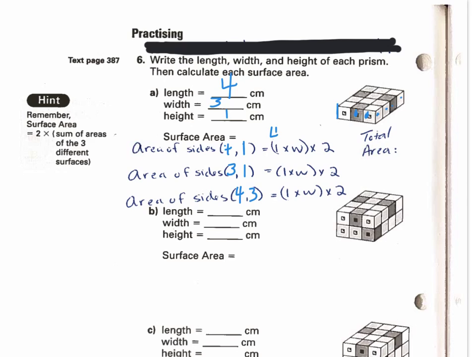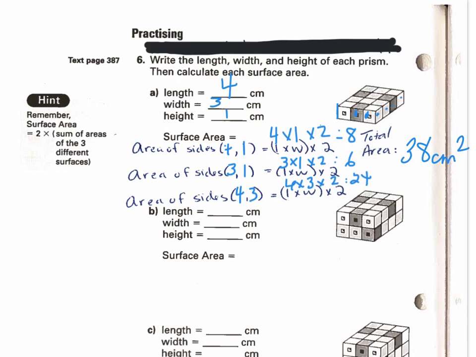Length times width. 4 times 1 times 2 equals 8. 3 times 1 times 2 equals 6. 4 times 3 times 2 equals 24. We add those up for a total of 38 centimeters squared.